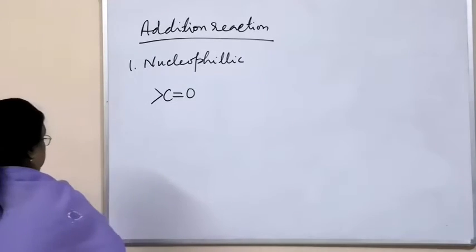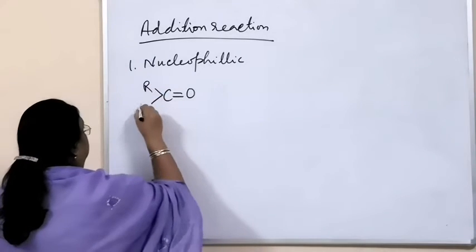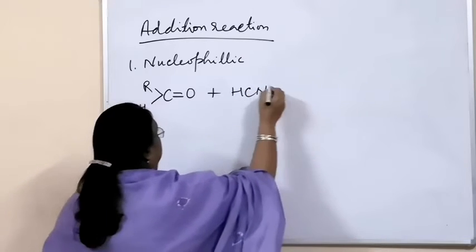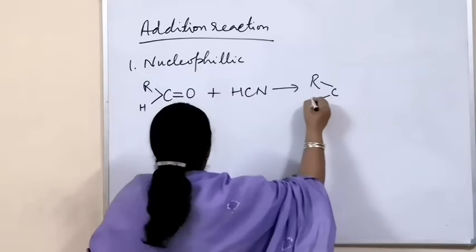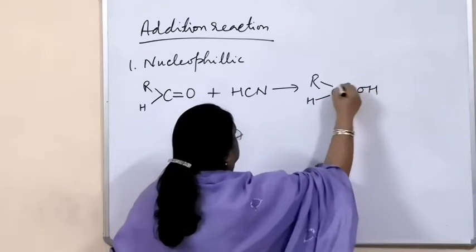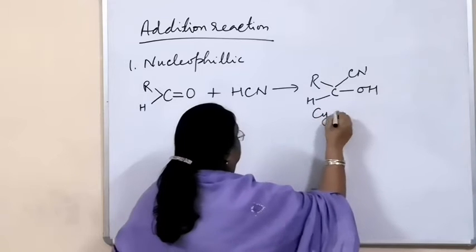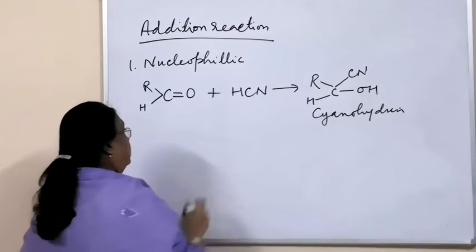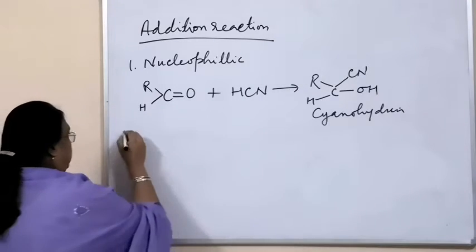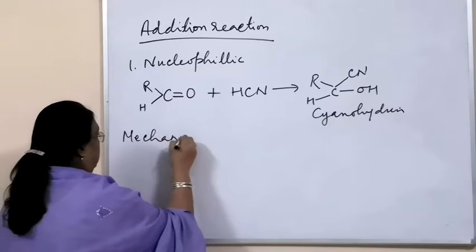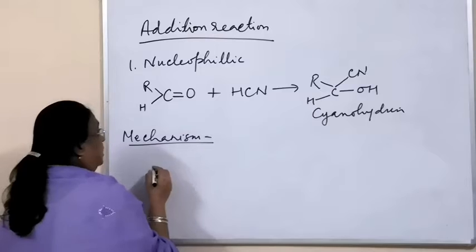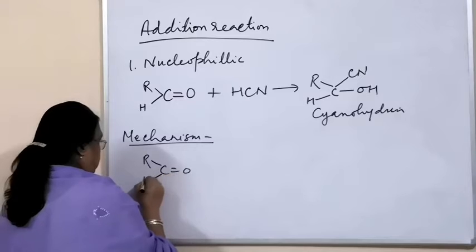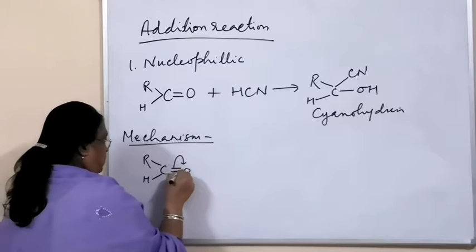How the reaction is carried out, one example we will take. This is an aldehyde combining with HCN, hydrocyanic acid, and we get RCH(OH)CN, with CN attached here. This is called cyanohydrin. We started with an aldehyde, so this is aldehyde cyanohydrin, and now the mechanism. In the mechanism of this reaction, the substrate first undergoes the electromeric effect. You know the electromeric effect.